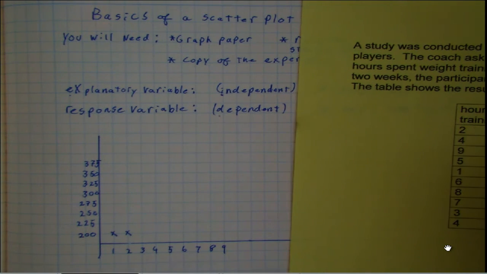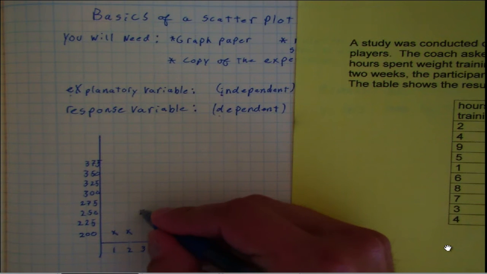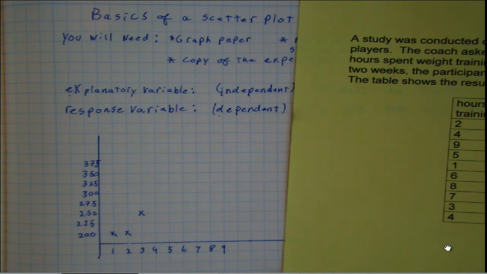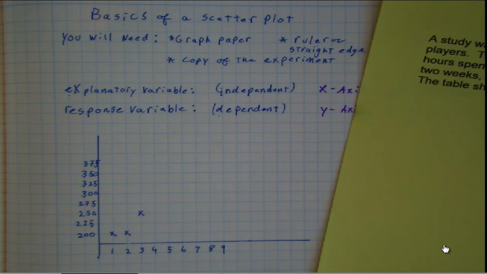Okay, and then look for another 2. If there's no other 2s, then 3 was 250. And then so on and so forth, or you can just go down the list and graph those, and then pause. I'll pause this, and then we can pick up and look at what the scatter plot looks like.